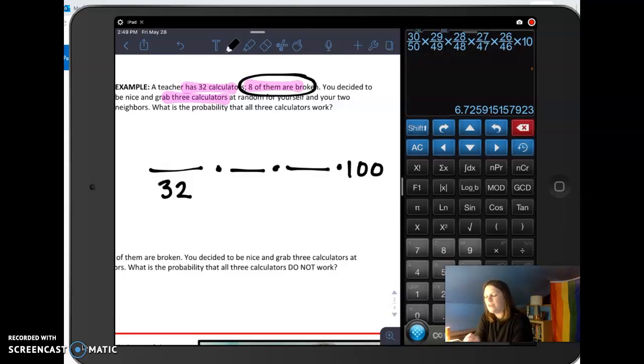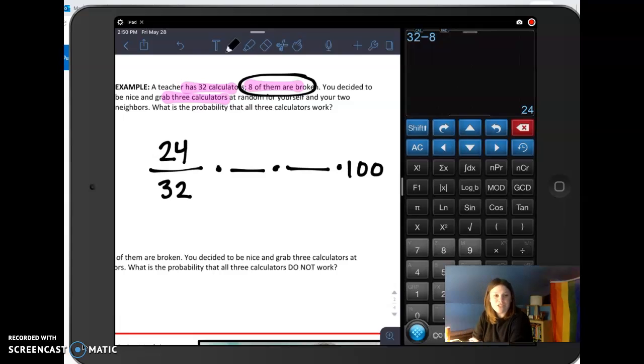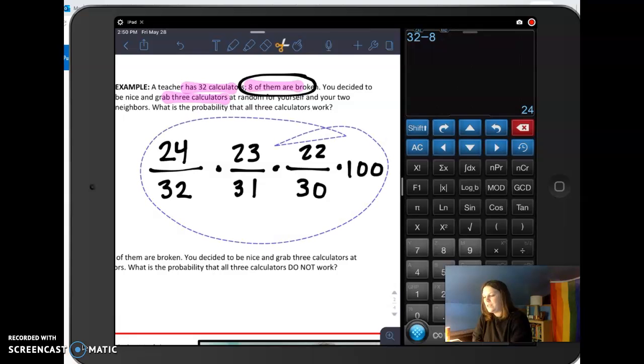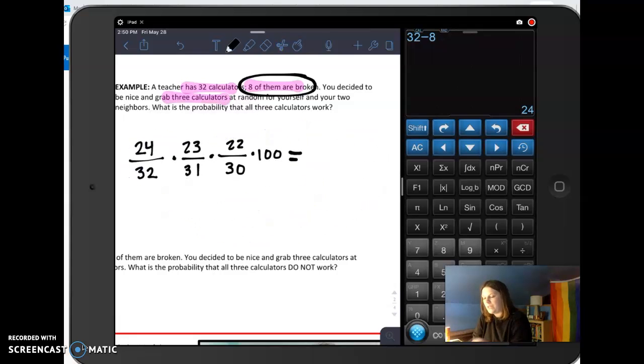If 8 of them are broken, then 32 minus 8 is how many are working, or not broken. They could be working, but just be slightly broken or something. All right, so 24 out of 32. That's the probability of getting 1. Now that 1 is gone, you need to find the probability of getting a second one. Now that 1 is gone, we're going to try to find the probability of getting a third. And since we set ourselves up for success, and we already had all that figured out, that's all we got to do.